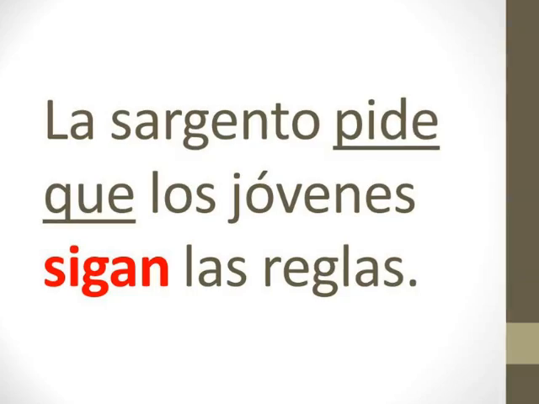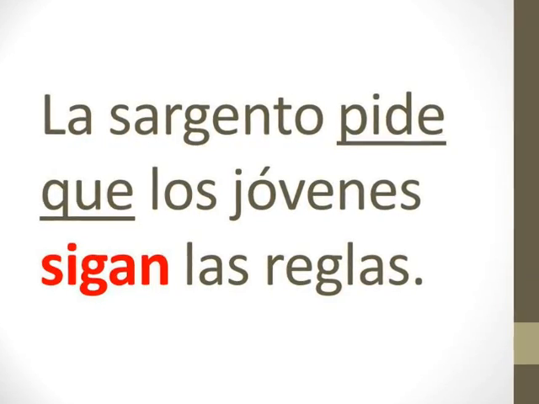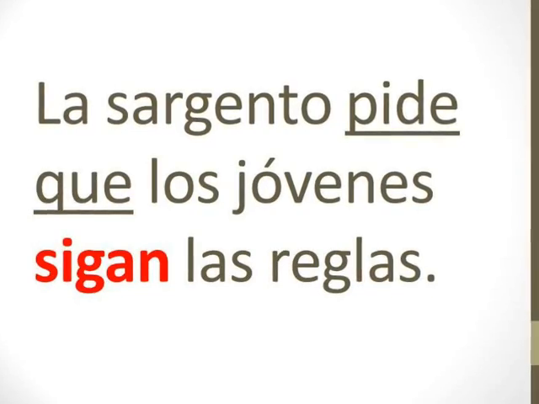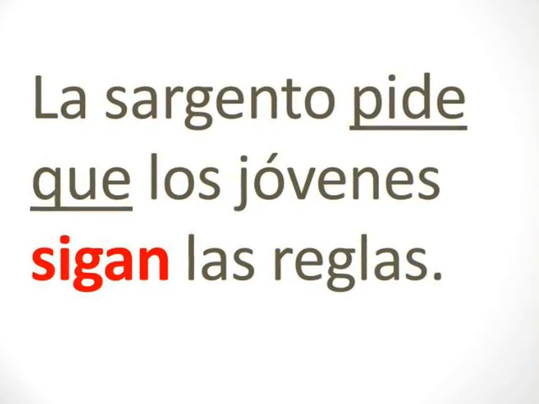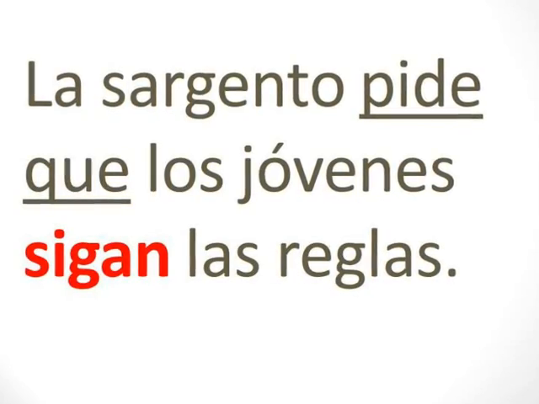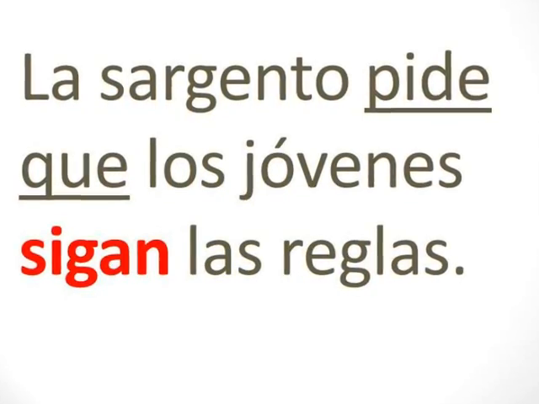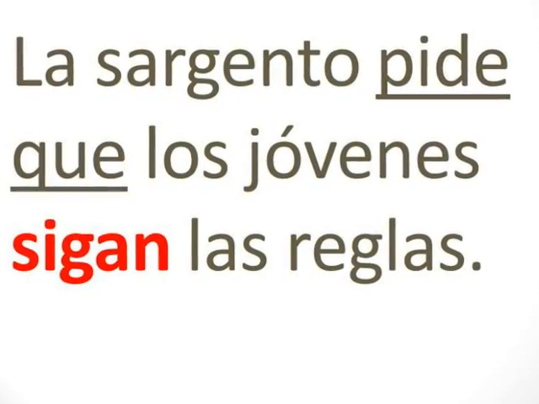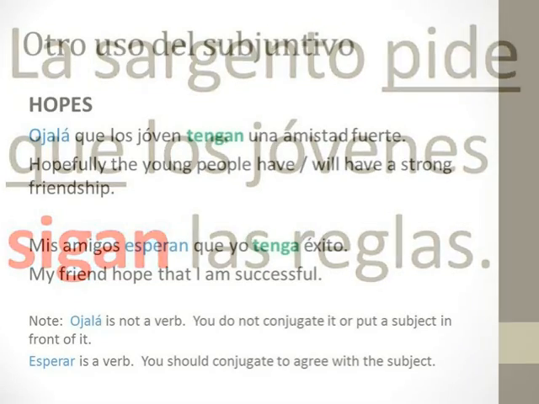One more example. This one says, La sargento pide que los jóvenes sigan las reglas. The owner, or the sergeant, the landlady, asks that the young people follow the rules. Sigan is from the verb seguir, to follow. The yo form is sigo, and that's where we got sigan from. So this is the kind of sentence that you're going to be writing tomorrow on your quiz, and we'll talk more about that later.